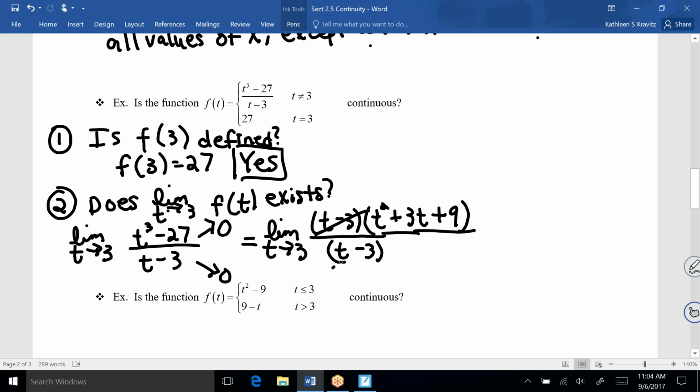And then we can cancel those t minus 3's, and then we can try and plug that 3 into that rational function that's left. So when we do that, we get 3 squared plus 3 times 3 plus 9. So that's going to be equal to 9 plus 9 plus 9, which is equal to 27. And this is just asking us if that limit exists. And that limit does exist when t is equal to 3. So this part of the test is going to be yes.